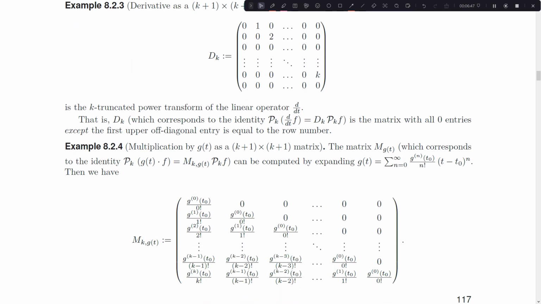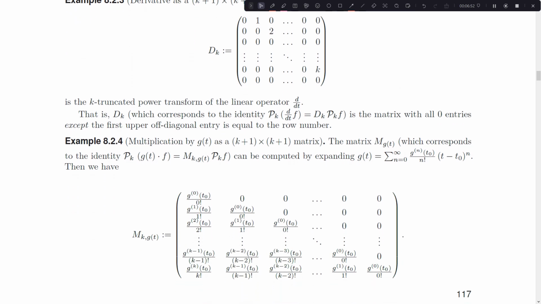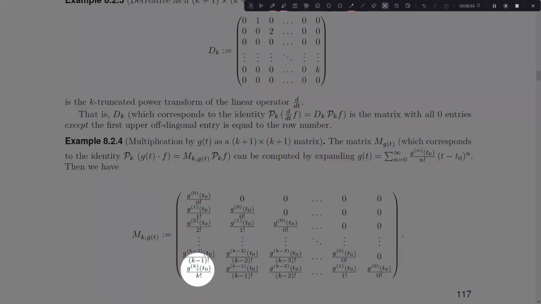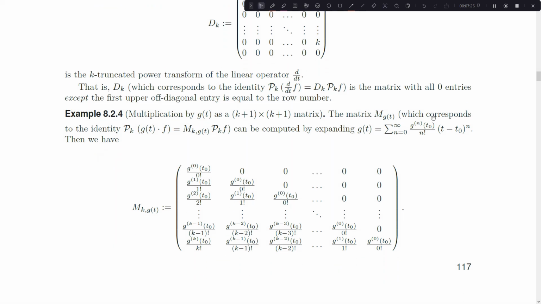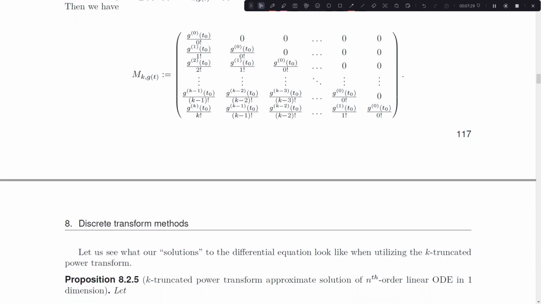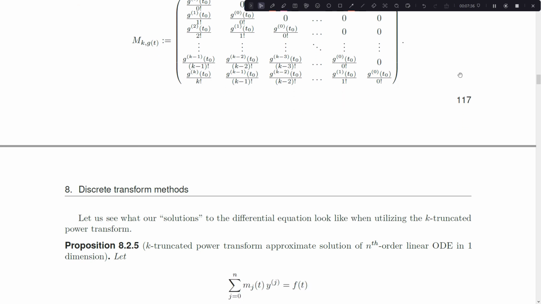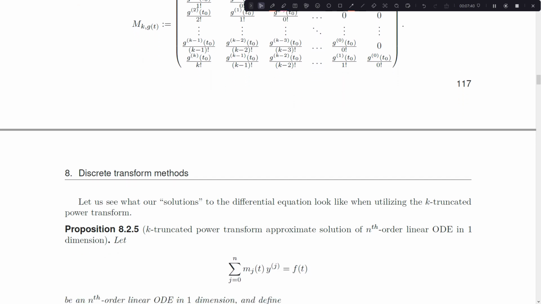Similarly, if I decide to multiply by the function g of t, if I decide to multiply that as a matrix, it just stops. And it makes a lot of sense because this function now is exactly the k plus 1 dimensional approximation to my original function g of t. So this makes perfect sense. Within the space of k degree polynomials, this is the function which is closest to the original analytic function that I started with. So we just chop that matrix off as well, and so we're literally just dealing with this k plus 1 dimensional space. So now I have the same version of the previous proposition, but it settles for k truncated power transforms of my ODEs.